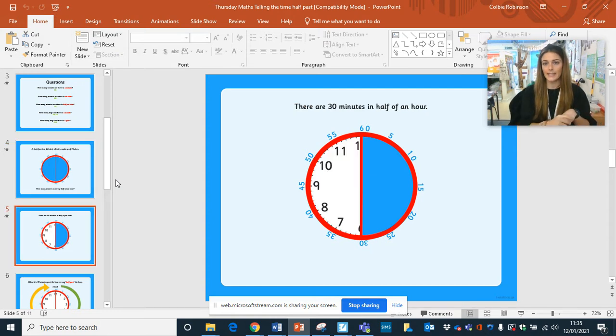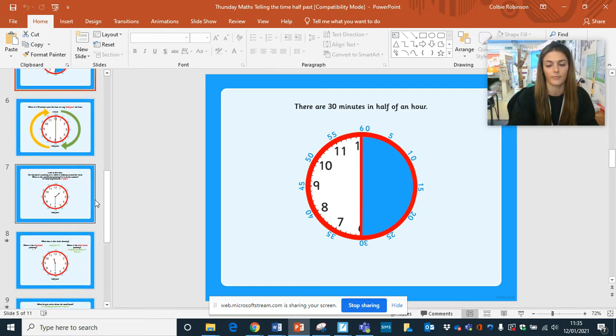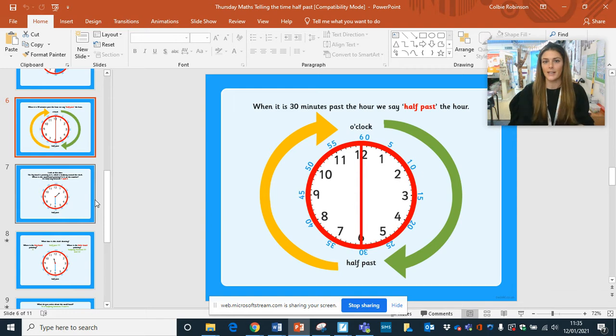So there are 30 minutes in half an hour. So you can see that on the clock there, that's half of the hour. A whole turn is an hour, and half turn is 30 minutes, it's half an hour. So when it is 30 minutes past the hour, we say half past or half past the hour.